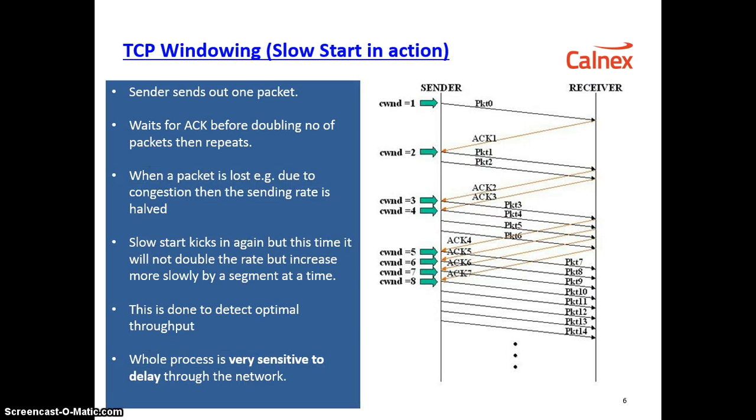This gives you an example. We talked about TCP windowing earlier. This shows you how windowing works. The sender sends out one packet, it waits for the acknowledgement before doubling the number of packets and then repeats. Now when a packet is lost due to congestion, then the sending rate is halved.